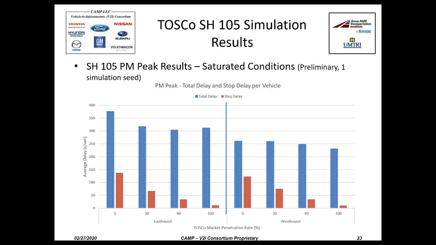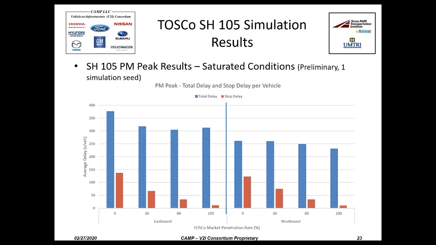We found that this is primarily because of the coordinated launch behavior of TOSCo vehicles. When TOSCo vehicles are able to accelerate faster, they're able to accelerate with less lost time. That is, they don't need a human to react to the vehicles in front of it as the vehicle in front of it begins to accelerate. And so coordinated launch enables TOSCo vehicles to clear that queue faster.